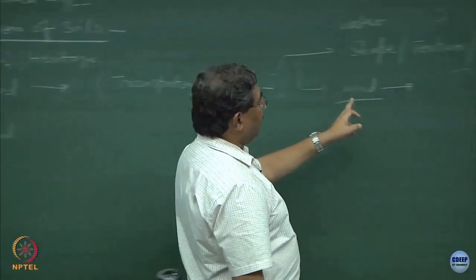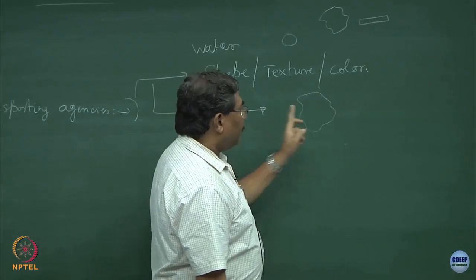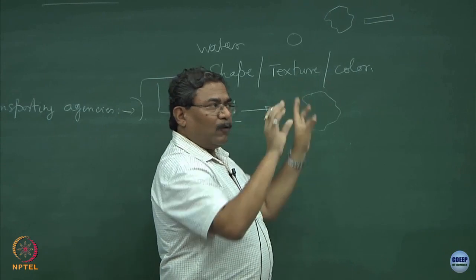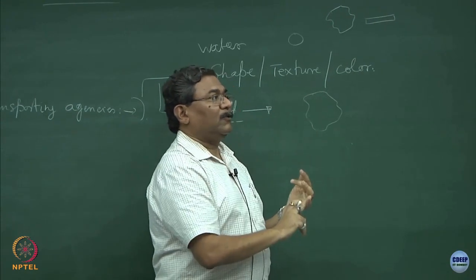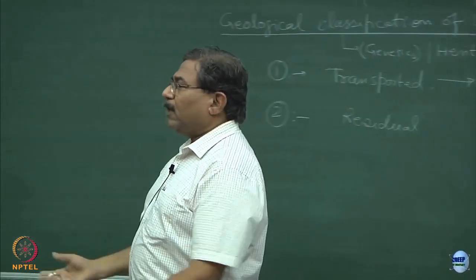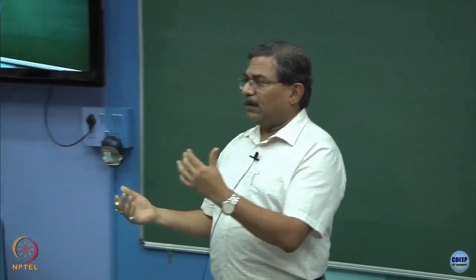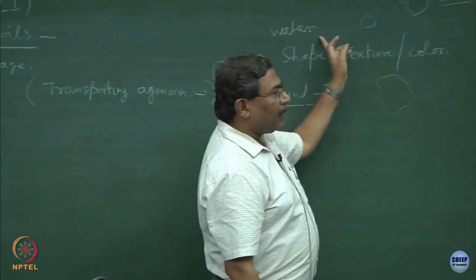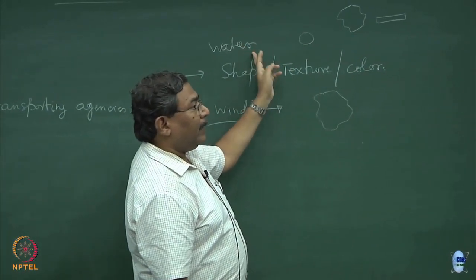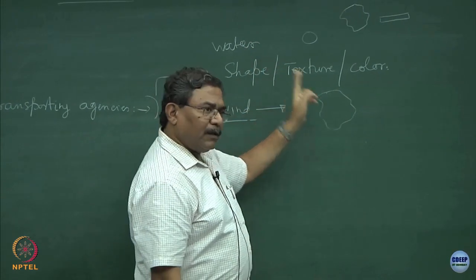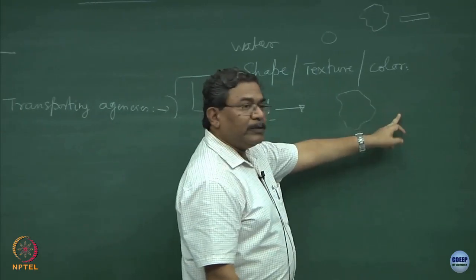So, when wind is playing a role, particles are going to be mostly not very rounded, number one. They are going to be lighter, so that they may become airborne, otherwise they will not get lifted up, alright. So, these particles are going to be lighter as compared to the particles which are being carried or transported by water. Difference is clear? They form dunes.